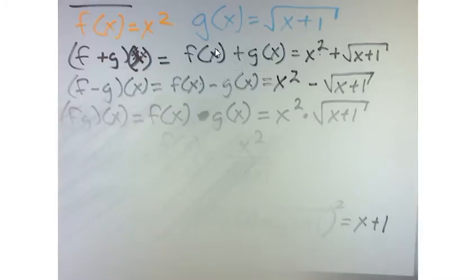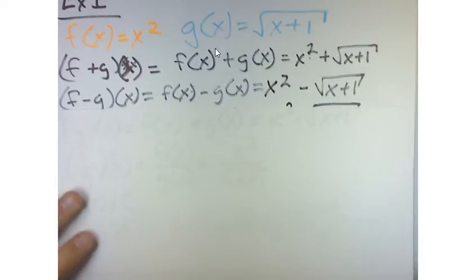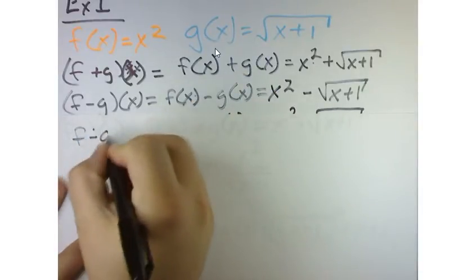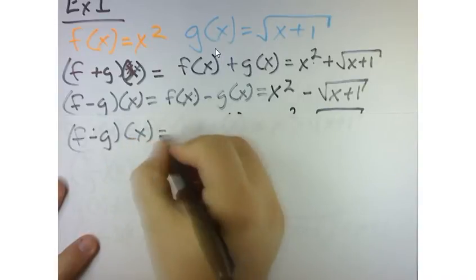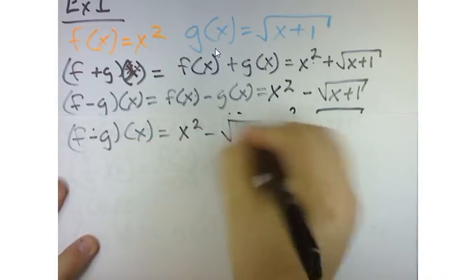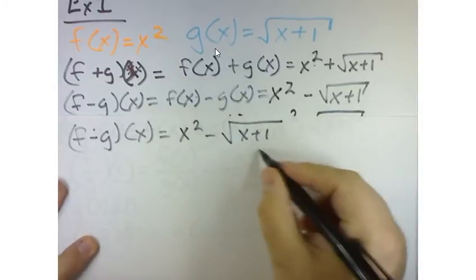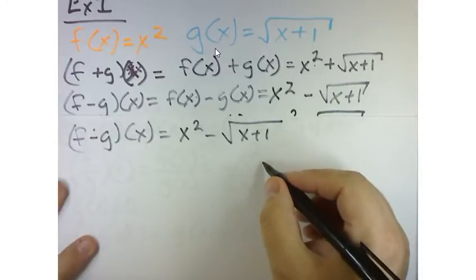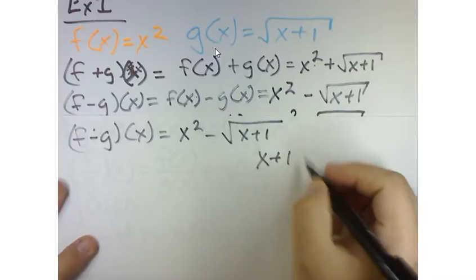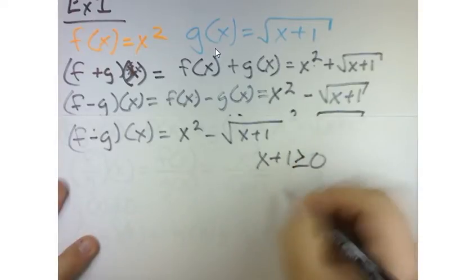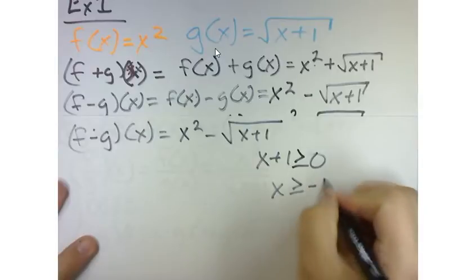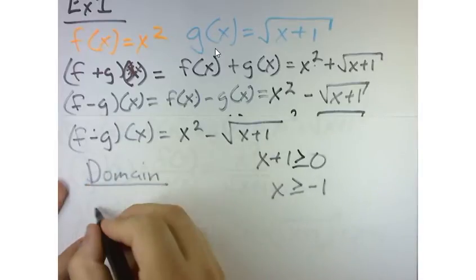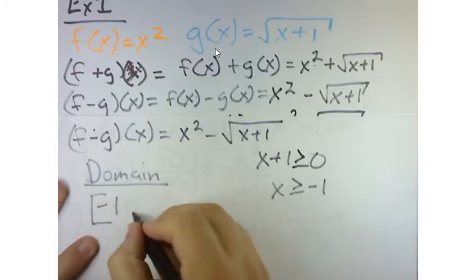Let's move on to the next one. The next one is similar. If I look at f minus g of x, that is equal to x squared minus the square root of x plus 1. Again, you can't take the square root of a negative number. And so, again, we have to consider that x plus 1 has to be greater than or equal to 0, so x has to be greater than or equal to negative 1. So then the domain of this function is negative 1 to infinity.